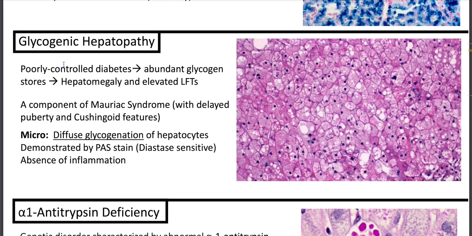Glycogenic hepatopathy. This is seen in patients with poorly controlled diabetes. You'll have abundant glycogen stores leading to hepatomegaly and elevated LFTs. It can be a component of Mauriac syndrome with delayed puberty and Cushingoid features. You'll see diffuse glycogenation of hepatocytes, demonstrated by PAS stain, diastase sensitive, and absence of inflammation.